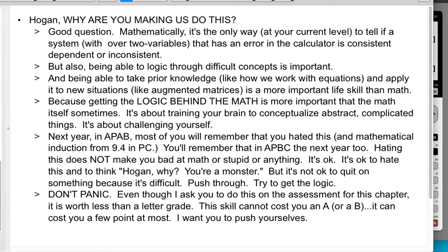And the last bit, and I've mentioned this in another video: don't panic. Even though I ask you to do this on an assessment, for this specific chapter, it's worth less than a letter grade on that assessment. If you can set up the augmented matrix and use your calculator to skip to the end, you're going to get most of the points on the problem, and then I throw you some points for the middle parts to see if you can do it. It's not designed to make you feel like you're failing. It's not designed to cost you a letter grade. If you were going to get an A, you'll probably still get an A. If you were going to get a B, you'll probably still get a B. It's fine. It's not a big deal. It's a few points at most. But I do want you to try to push yourselves.